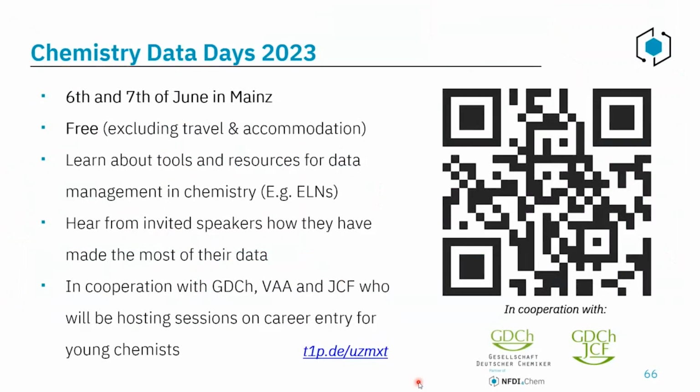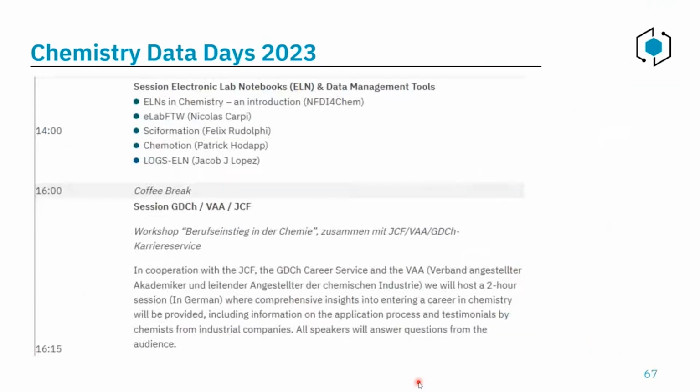We have our Chemistry Data Days on the 6th of June. It's free, excluding travel and accommodation, and we really want to reach out to the chemical community, so they can learn to manage their data. Various ELN providers will be there, and you can also hear from invited speakers how they have managed their data in a FAIR way. This event is in cooperation with the GDCH, the VAA, and the JCF, who will also be hosting sessions on career entry and a workshop on how to write a paper.